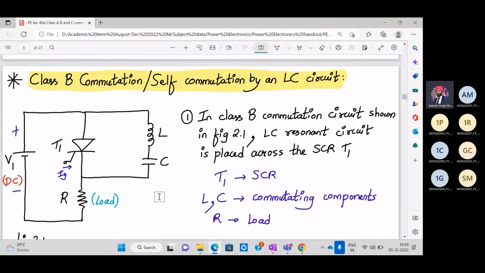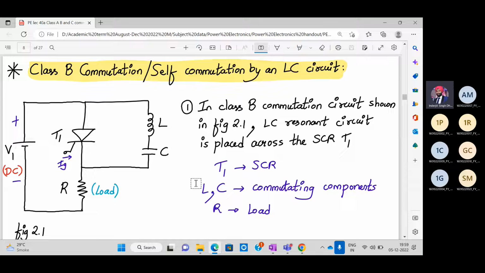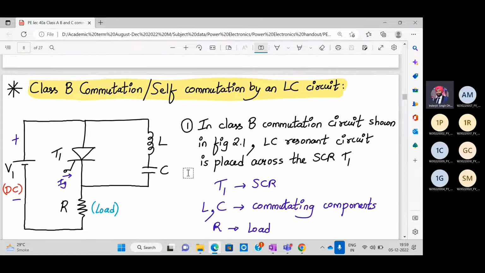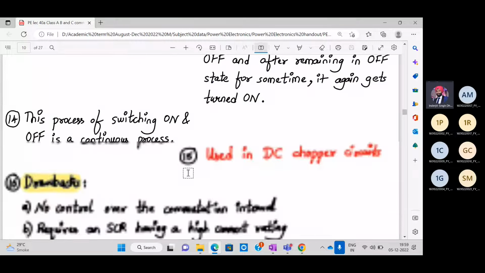So in this process, as soon as you turn on the SCR, after some time the LC tank circuit will automatically turn it off. That is what we mean by self commutation by LC tank circuit. So that's how it will work.